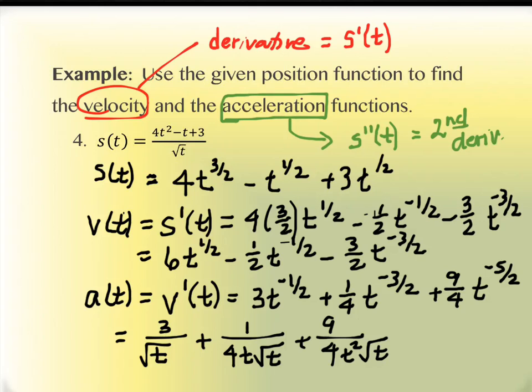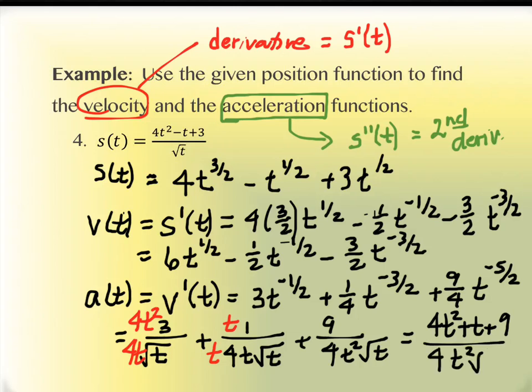Yeah, maybe combine them all together with a common denominator. It wouldn't be too bad to do that on this one because they've all got pieces in common, right? We could actually multiply the first one here by 4t squared, the middle one by t, and the last one's already as it should be. And we can rewrite this as 4t squared plus t plus 9 over 4t squared square root t. So this would be the simplified version of the acceleration function.